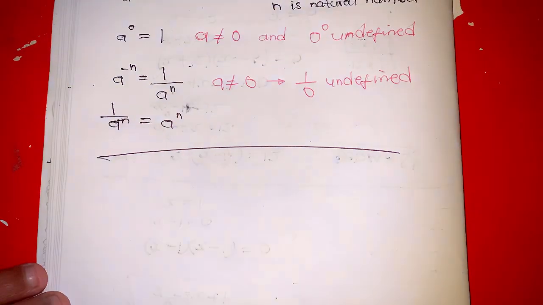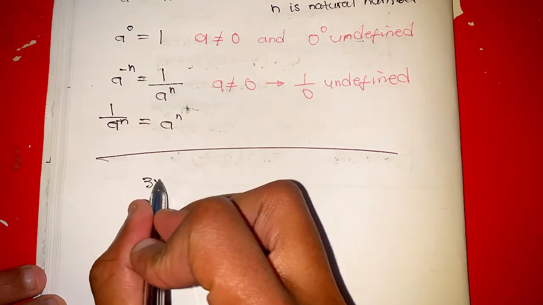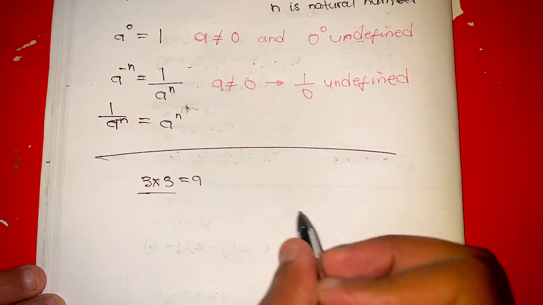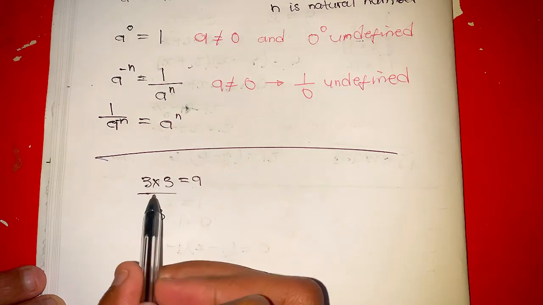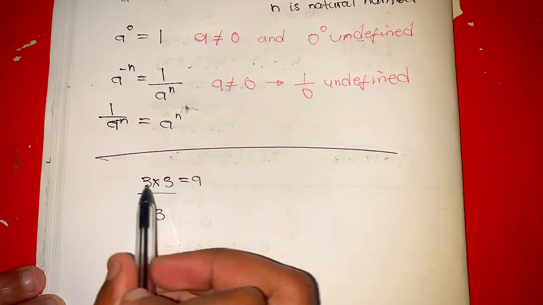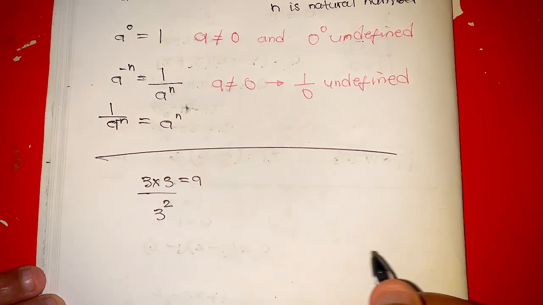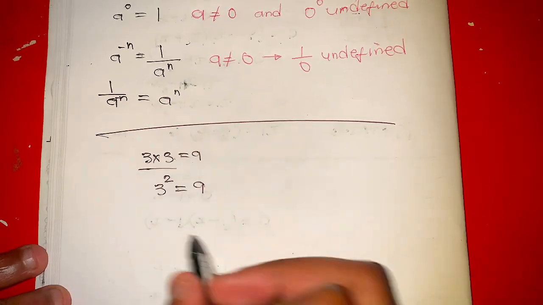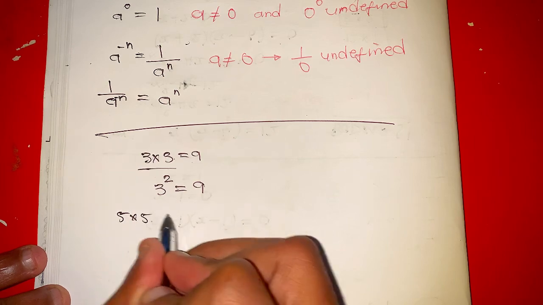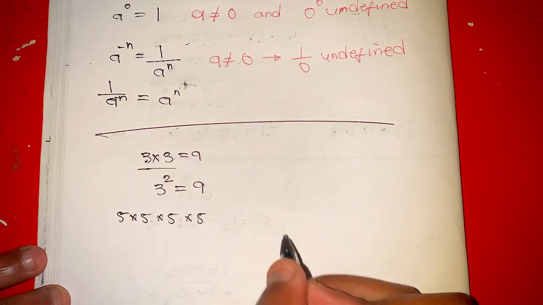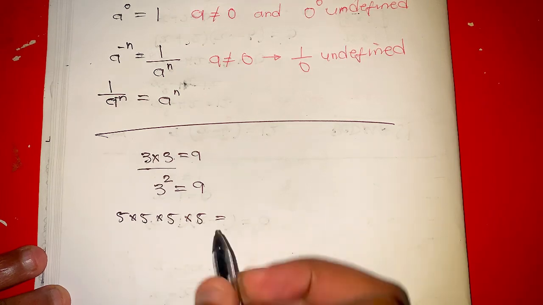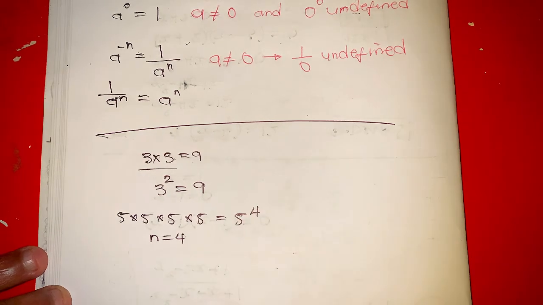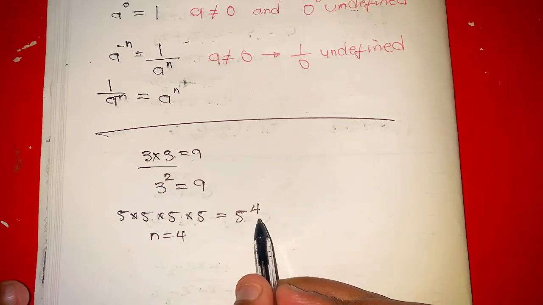Let us continue. Now, remember that in mathematics, 3 multiplied by 3 is equal to 9. If you were to express this in terms of exponents, you'll have 3, and your n is the number of times your 3 appears. 1, 2. So your n is 2. This is also equal to 9. Now, if you have 5 multiplied by 5 multiplied by 5 multiplied by 5, 4 times, 1, 2, 3, 4, then n is equal to 4. So this can be expressed as 5 to the power of 4. This will give you a very large number.